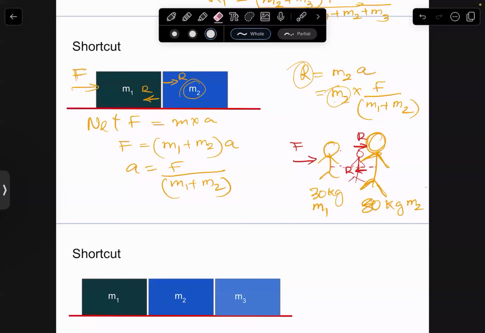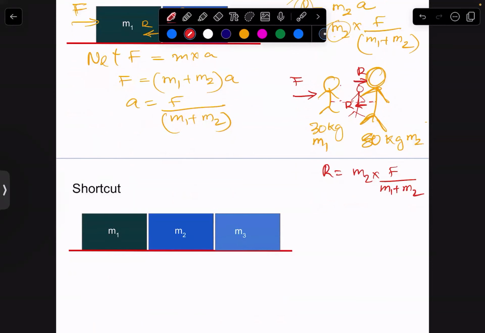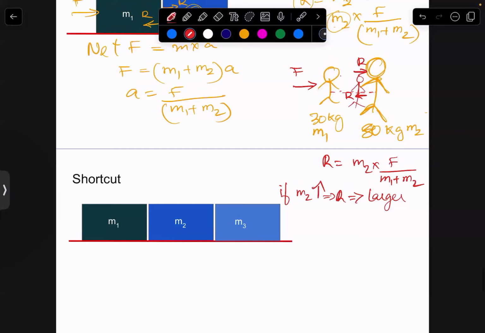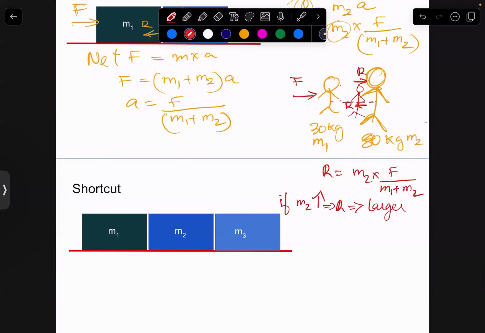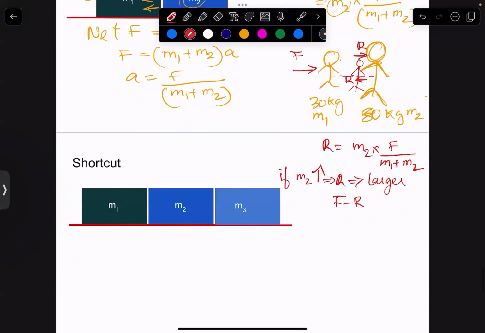okay, so this child will, what will happen? So the reaction force will be calculated by M2 times F by M1 plus M2. Okay, so if this M2 is larger, the reaction force is larger. Reaction force is larger if M2 is larger, right? So what will happen is this child will experience a force F minus R as soon as it comes into contact with this man.